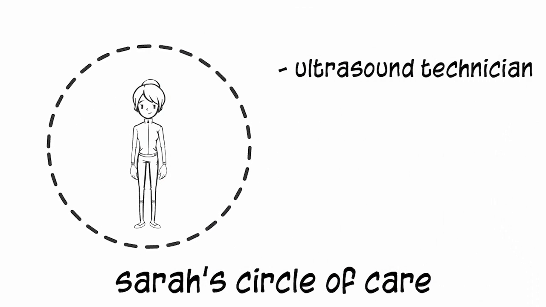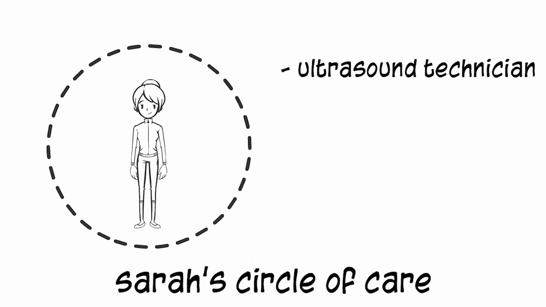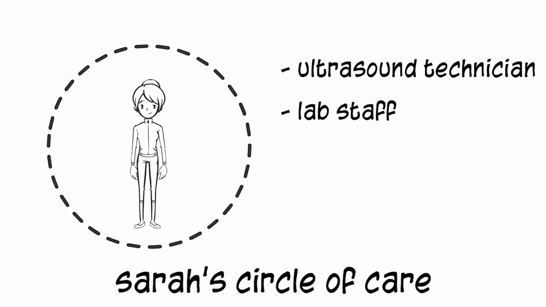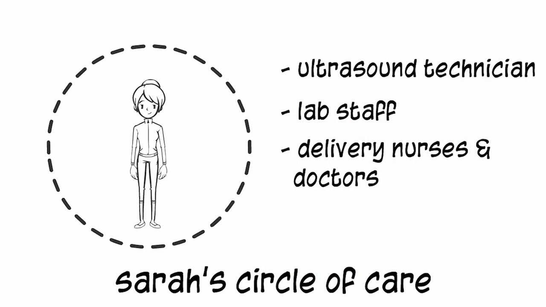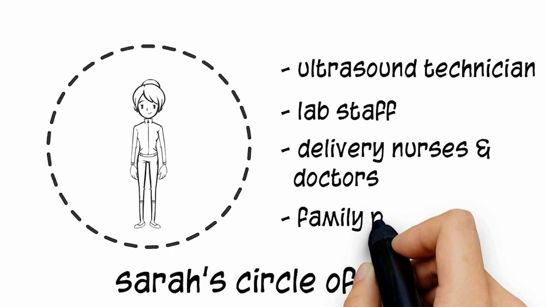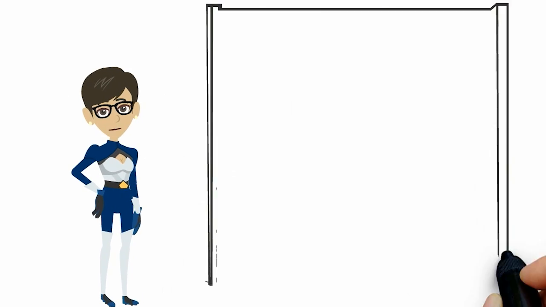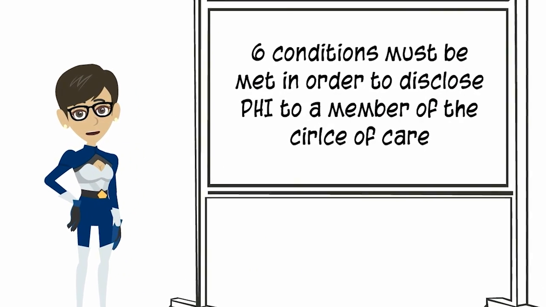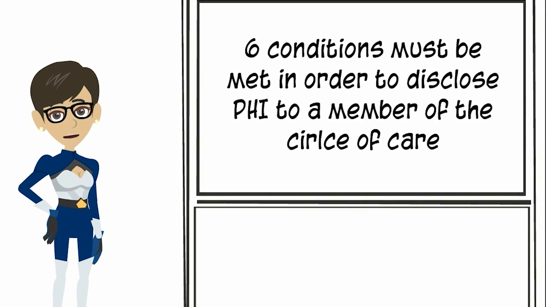For example, Sarah's circle of care might include the technician who carries out her ultrasound, the lab staff who takes her blood samples, the physician and nurses who help deliver her baby, and her family physician. 6 conditions need to be met in order to properly disclose information to a member of the circle of care.